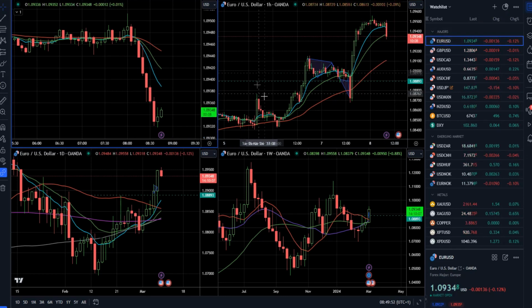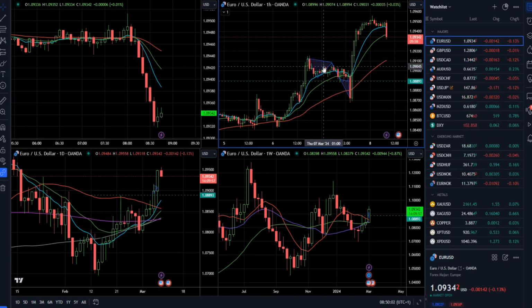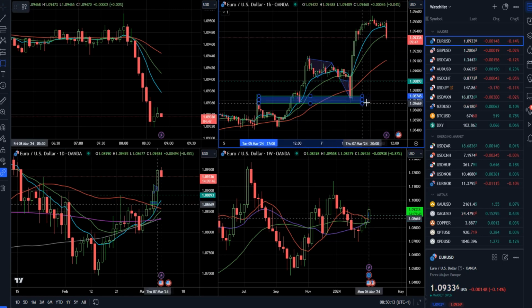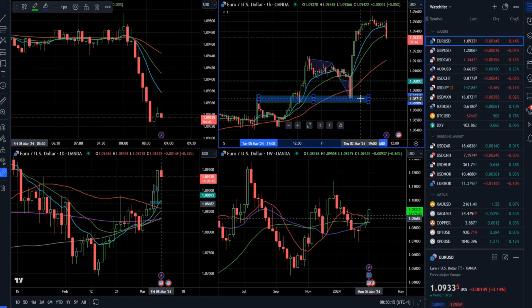So we have here a multi-time frame view: the top left corner 5-minute, top right hourly, bottom left daily, and bottom right weekly time frame. You can see here in the hourly time frame that the market did exactly what we spoke about. It made an ABC just around that previous swing high. This is where the market found buyers, around 1.0870, and then a strong rally all the way to 1.0955.